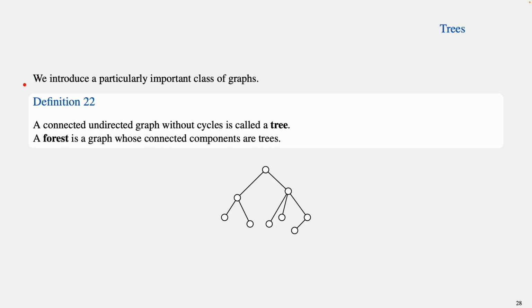Next, we introduce a particularly important class of graphs, the so-called trees. Now, a tree is a connected, undirected graph without cycles. And if we drop the connectivity, then we get a forest. So a forest is a graph whose connected components are trees. And here, this little image is just an example of a tree.